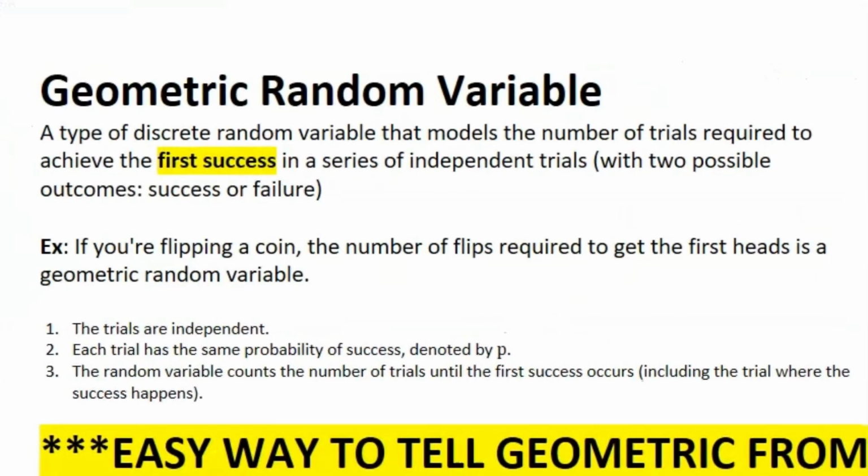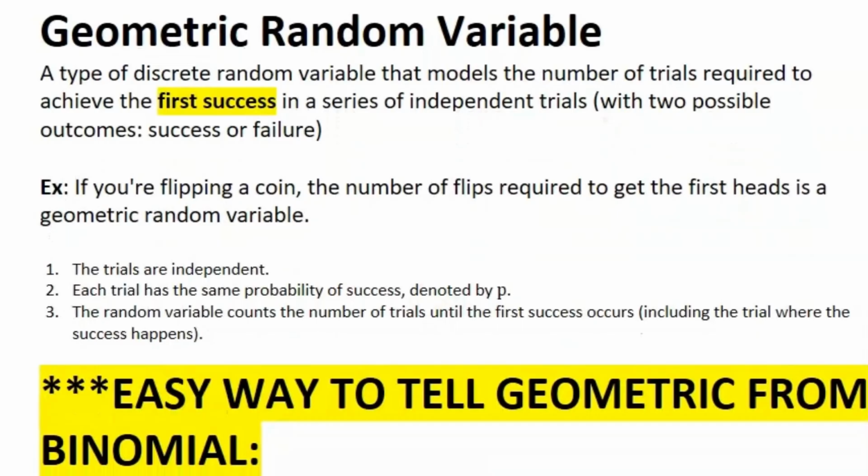So yeah. Now we're going to move on to geometric random variables. These are a type of discrete random variable that model the number of trials required to achieve the first success in a series of independent trials with 2 possible outcomes, success or failure. So very similar to binomial random variables. An example of this is flipping a coin and counting the number of flips required to get the first heads. That is an example of a geometric random variable.